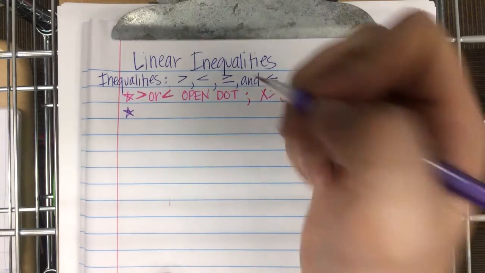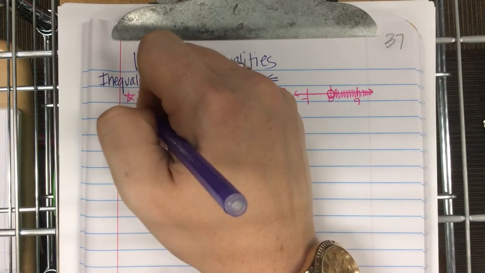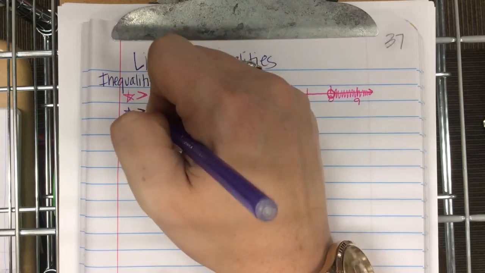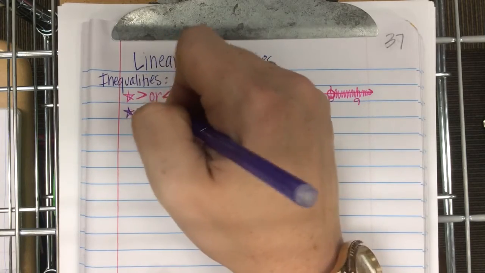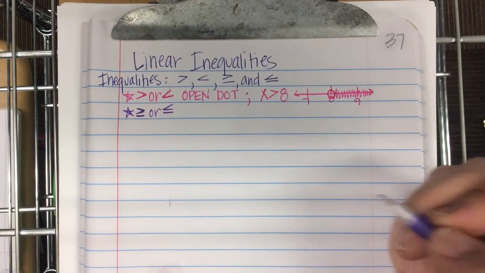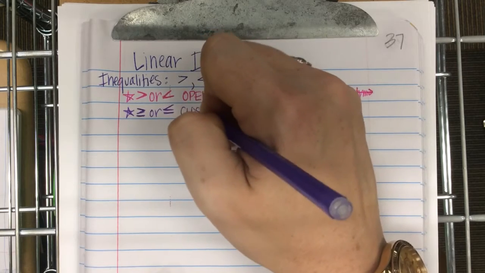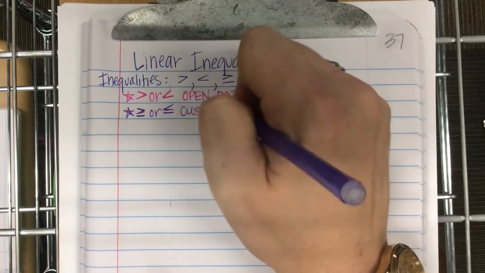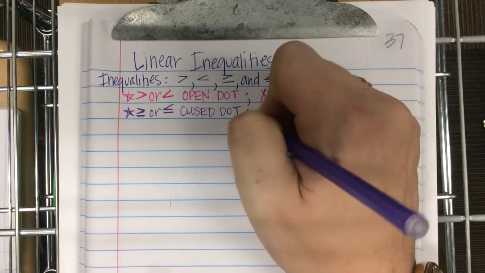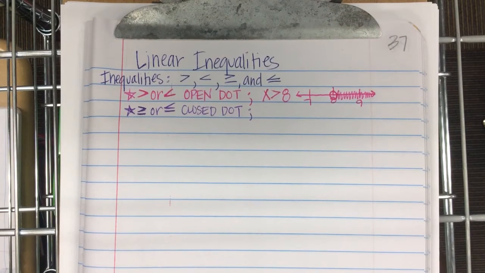Okay, the next one. If you have a greater than or equal to or a less than or equal to, it's a closed dot. Because the shading is where your answer goes. And so you're shading inside the dot because the answer could be on that exact number. That equal to says it could be the number.